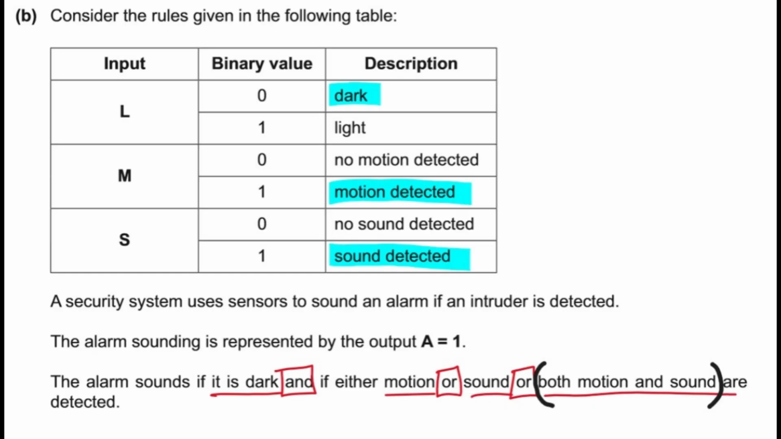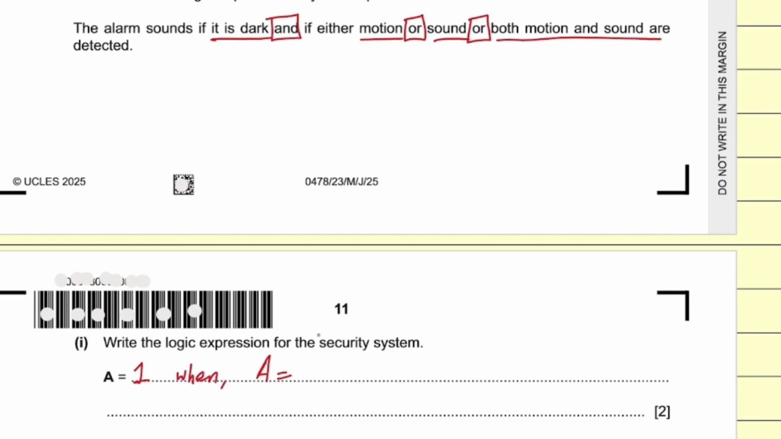So the condition for the alarm to go off is that the alarm sounds if it is dark, so not L, and if either motion or sound or both motion and sound are detected. So let's write the logic expression: A equals 1 when A is equal to not L and we have motion or sound, or we have both motion and sound.